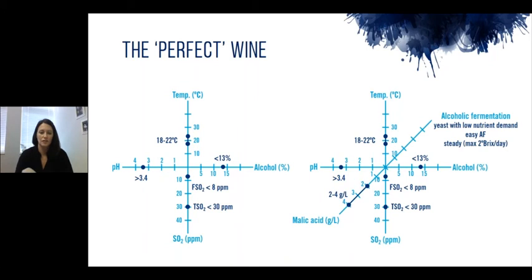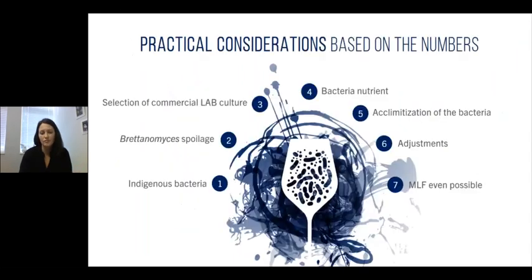Of course, two things, these parameters are very interconnected. In other words, they will influence the others. And secondly, the bacteria strains do differ quite significantly in how they are able to manage these parameters. So it's not set in stone, but it's a good guideline to work with. When you have these numbers, they can actually give you quite a lot of information.